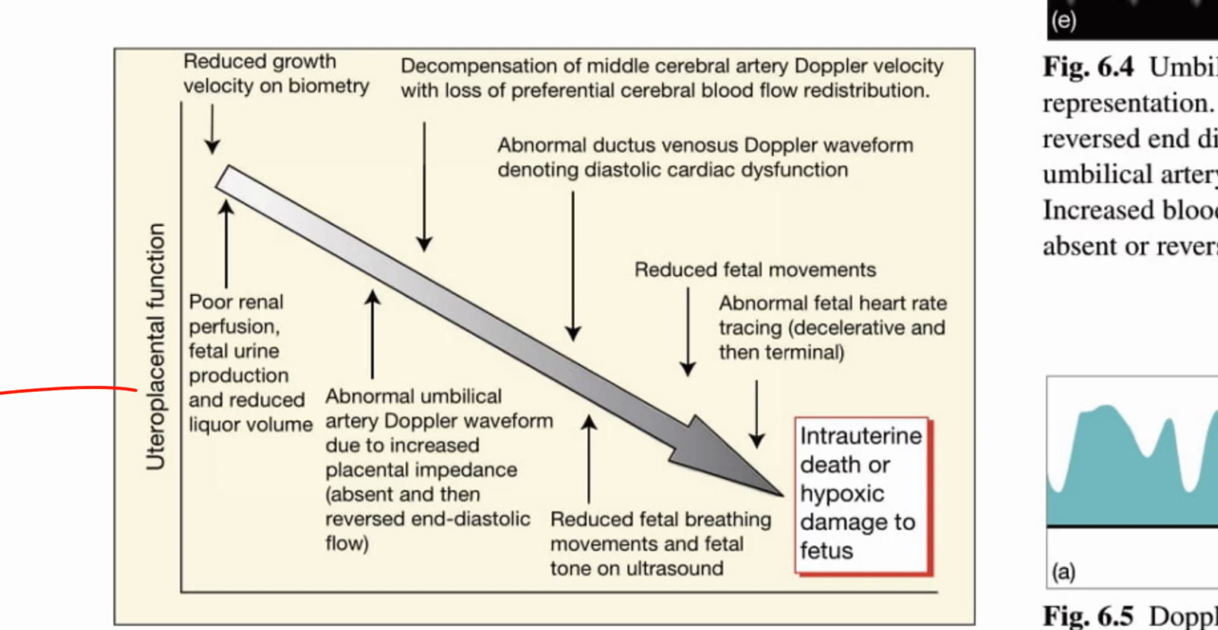Poor renal perfusion, fetal urine production and reduced liquor volume. Abnormal umbilical artery Doppler waveform due to increased placental impedance, absent and then reversed end diastolic flow. Reduced fetal breathing movements and fetal tone on ultrasound. Intrauterine death or hypoxic damage to fetus.